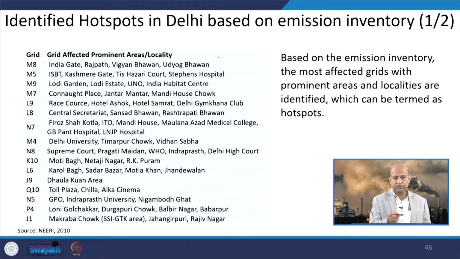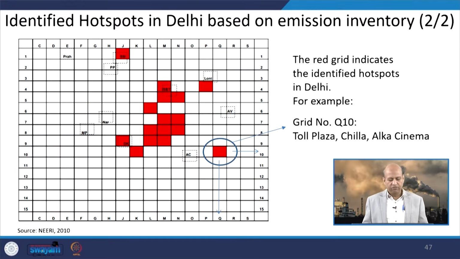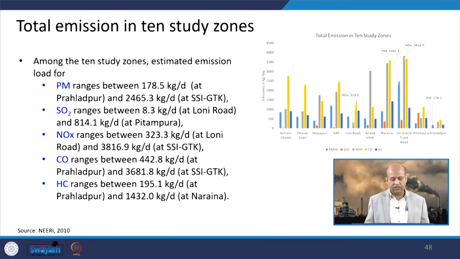So, a lot of emissions from vehicle categories may be there. Then ISBT, Kashmiri Gate, and you can see all these names in particular grids. Then grid number 10, Toll Plaza, Chila, Alka Cinema have been identified. So, you can see the grids and which places need the attention of the policy makers.